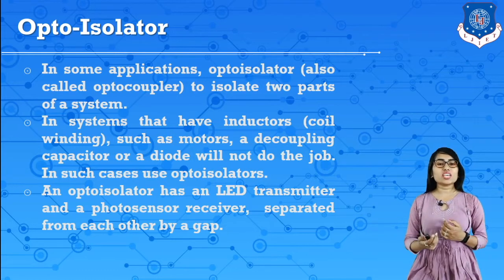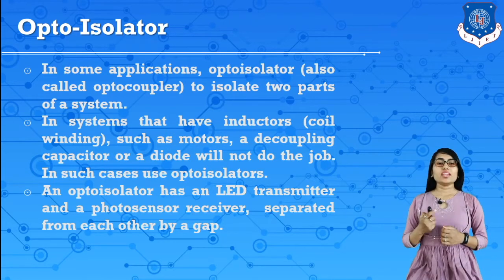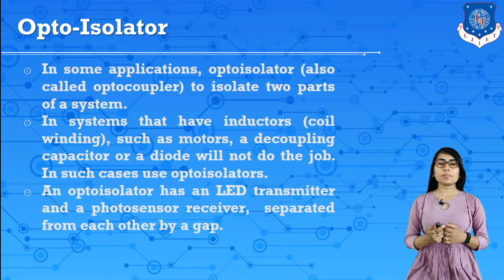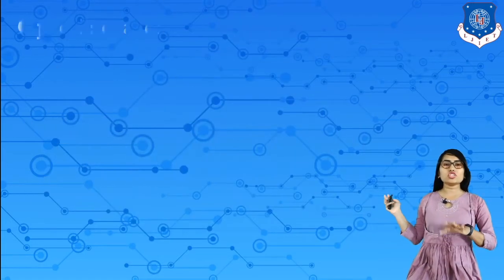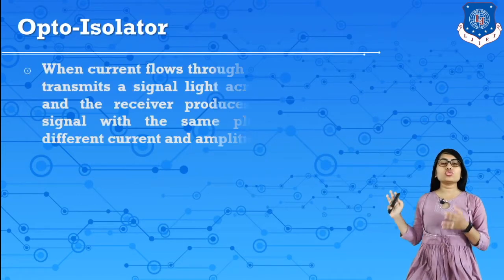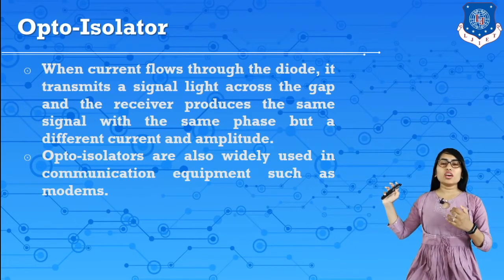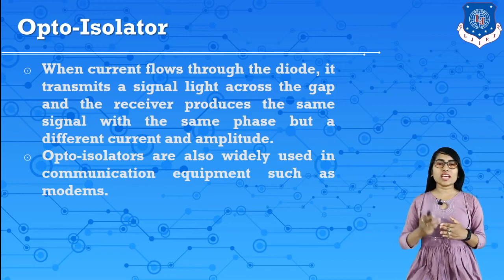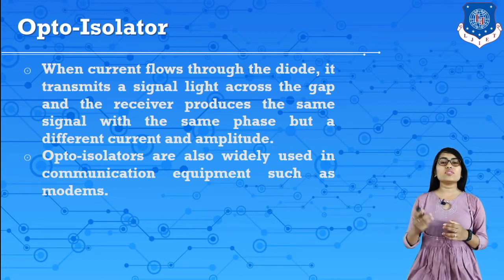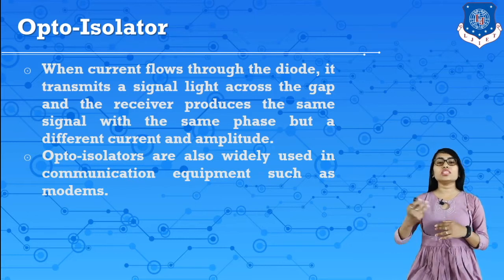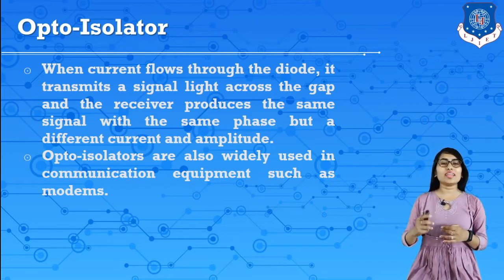In such cases, the opto isolator is used. An opto isolator has an LED transmitter and a photosensor receiver separated from each other by a gap. So an opto isolator is also a type of switch, but it is used to separate two paths. When current flows through the diode, it transmits a light signal across the gap, and the receiver produces the same signal with the same phase but a different current and amplitude.